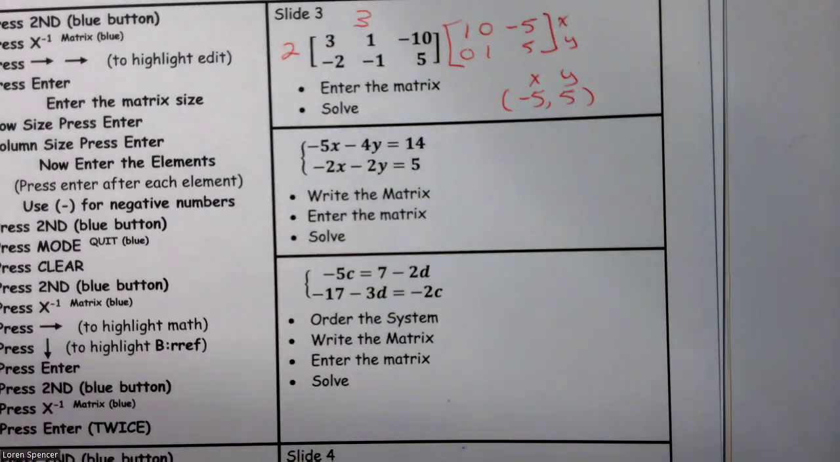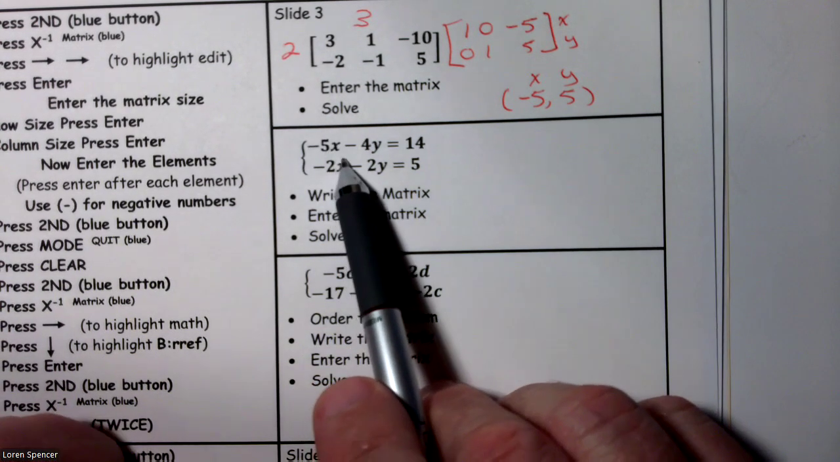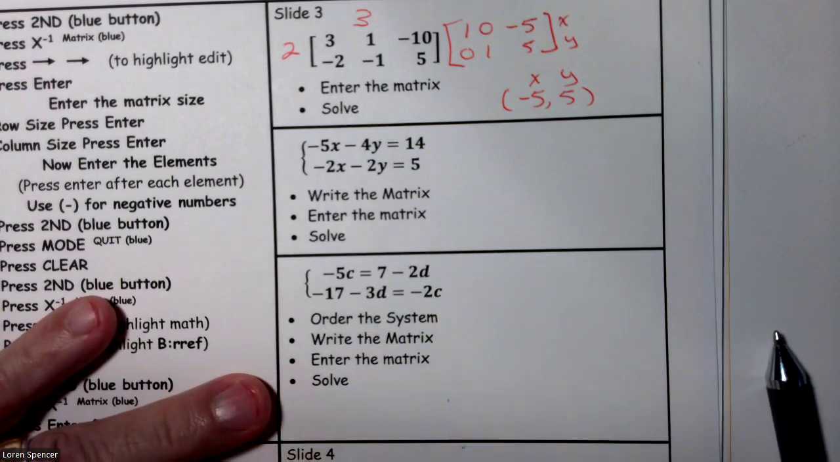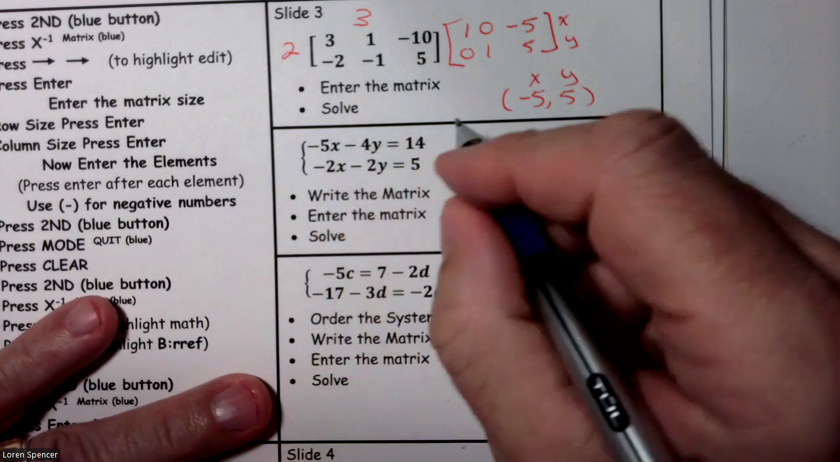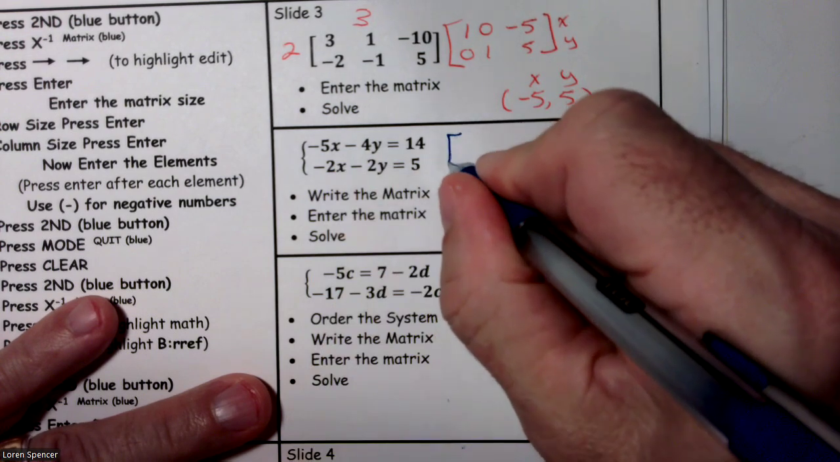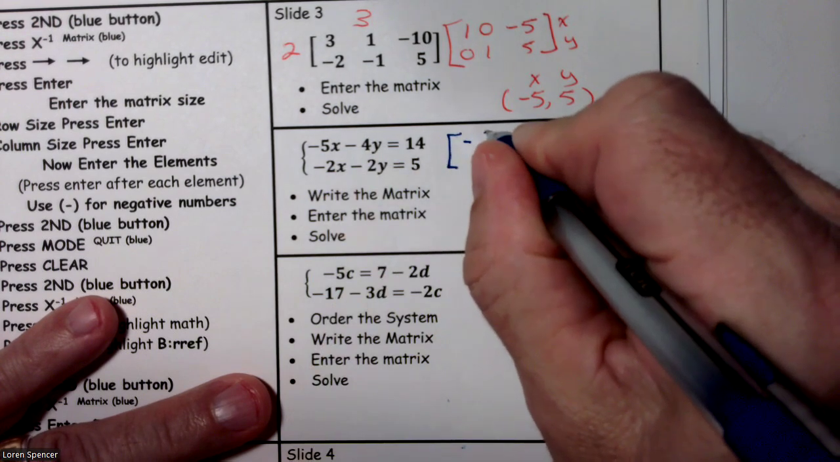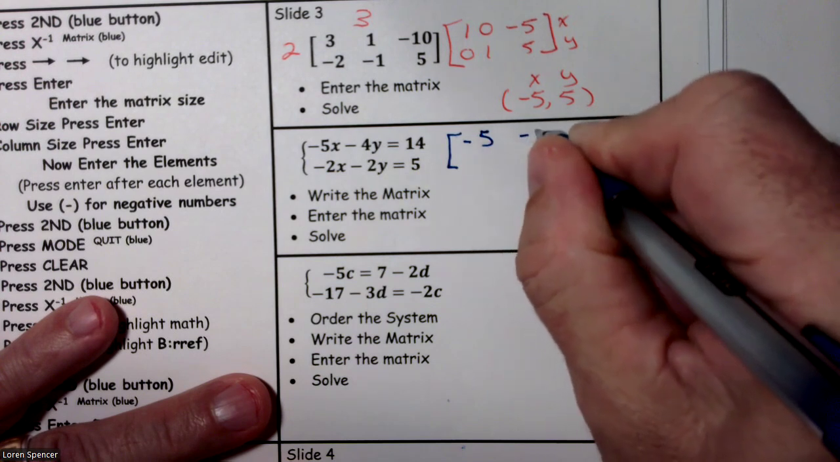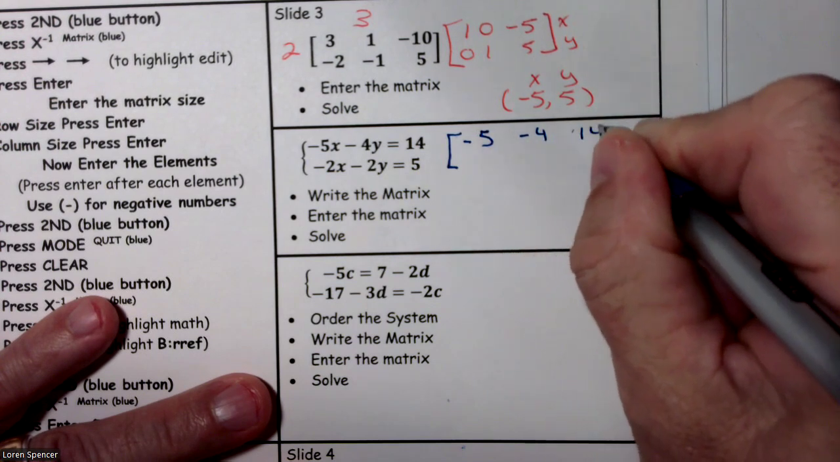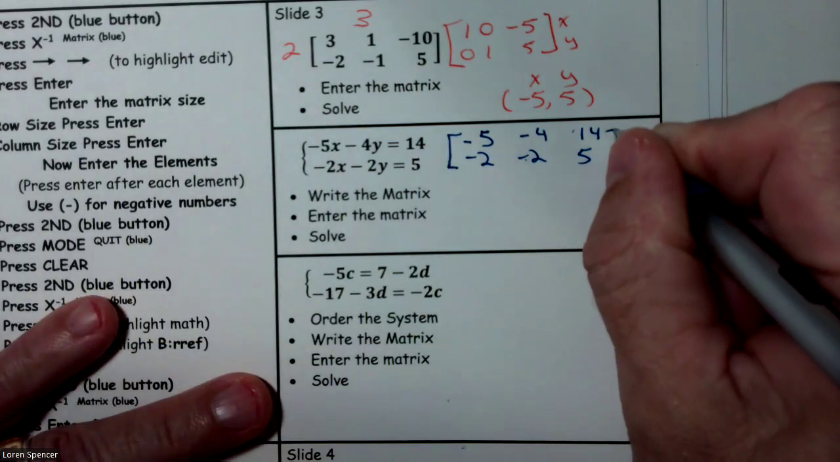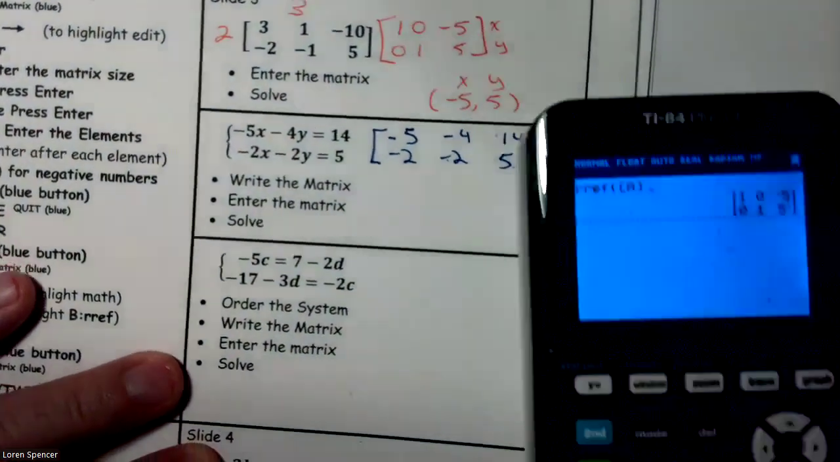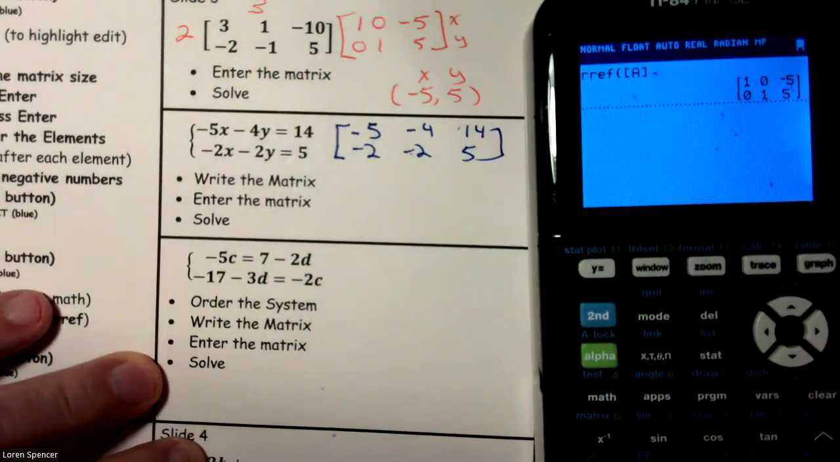Okay, now I know that was kind of slow because that was the first time through, but let's see what happens if we can speed this up. Well, this time they didn't give me the matrix. They gave me the system of equations, and they're written in standard form, which is great because that's what I have to have. I have to be in standard form. So this is -5, -4, and 14. This is -2, -2, and 5. So there's my matrix. And so we're going to go ahead and enter it.